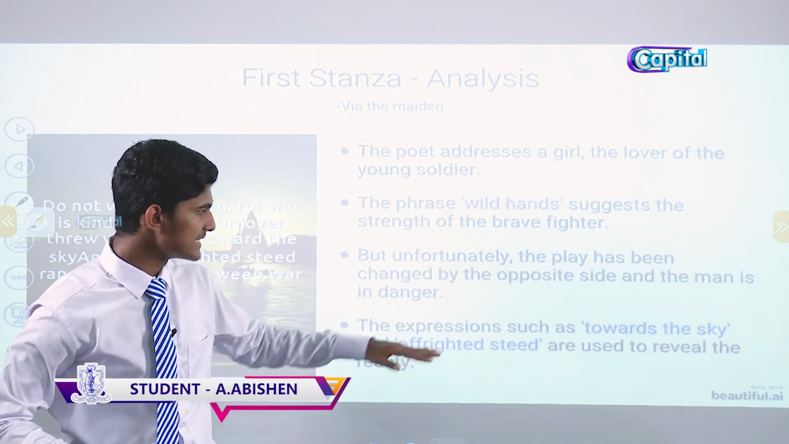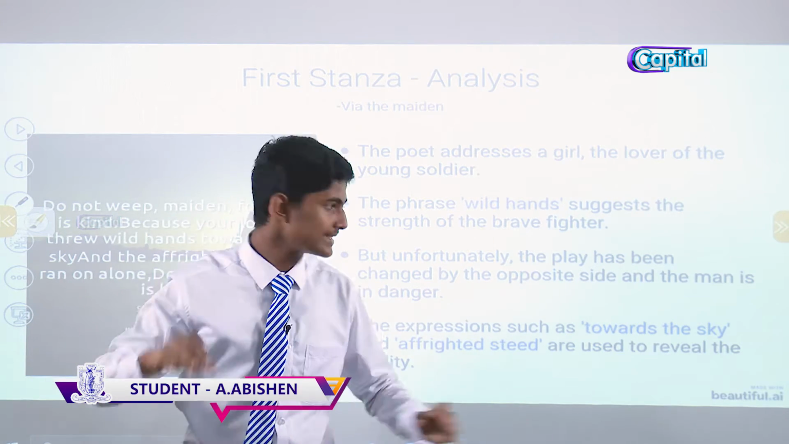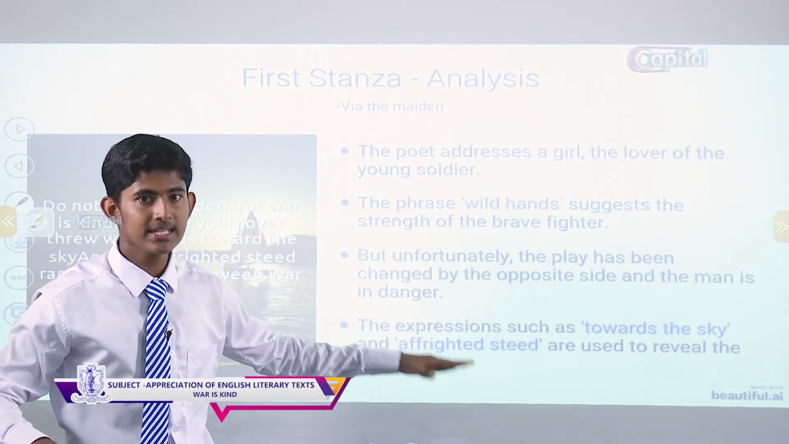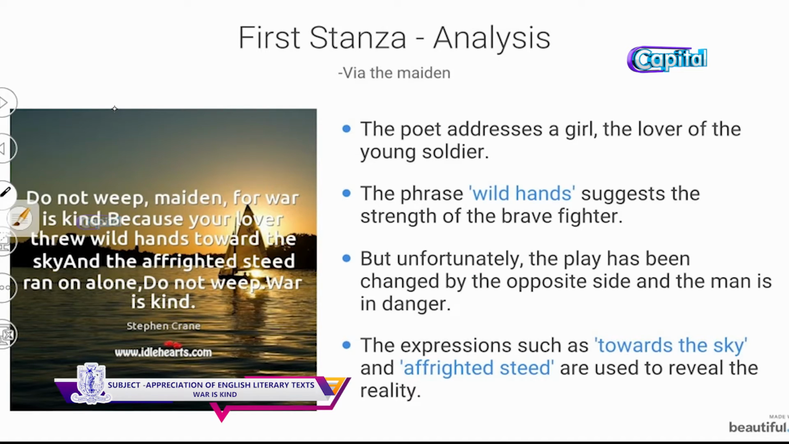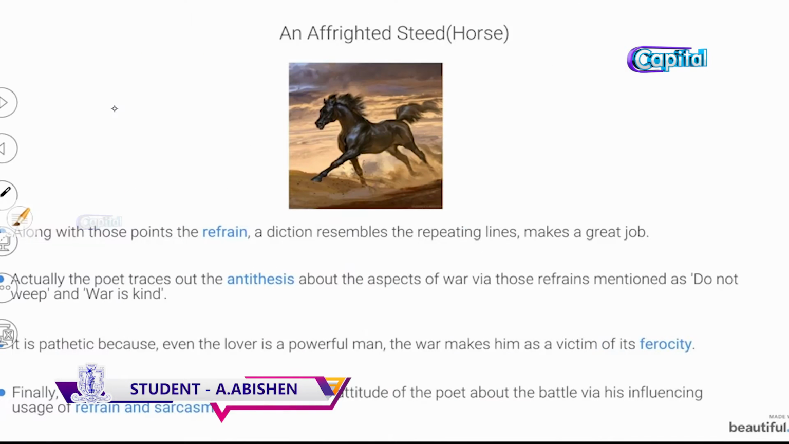This is the reality of the war. That's why the poet utilized some phrases such as towards the sky, affrighted steed, in order to show the reality of war. Here you can see a picture of an affrighted steed. As I already mentioned, steed means horse.